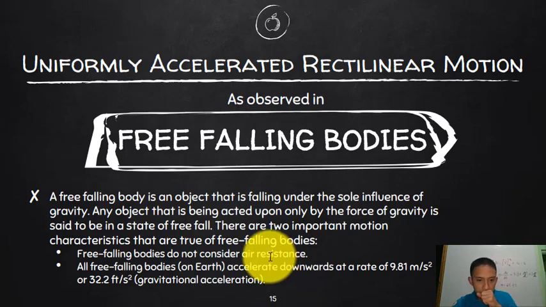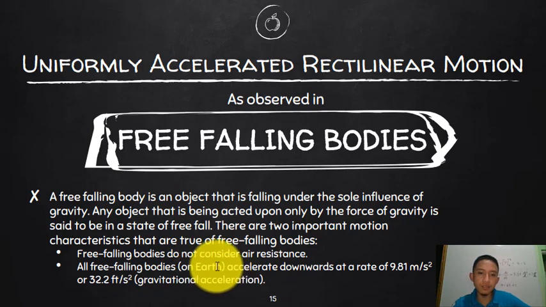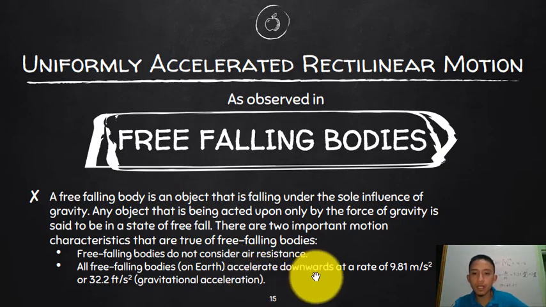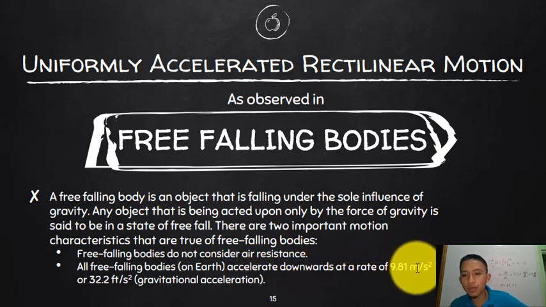And then you have here, all free falling bodies. Of course, we are on Earth, so we are talking here about free falling bodies on Earth, which accelerate downwards at a rate of 9.81 meter per second squared. That is acceleration, isn't it? So that is your acceleration in physics, 9.81 meter per second squared. Okay, that is acceleration in metric.